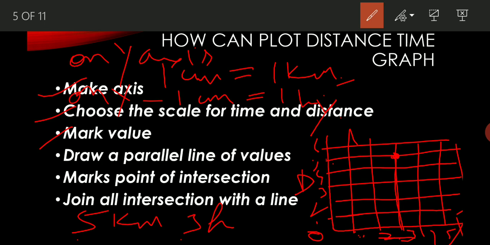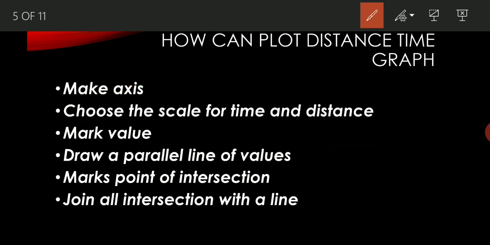Now draw a parallel line to each. We are going to draw a parallel line on the x axis as well as on the y axis, then we automatically get the value. Now the fourth step is to mark the point of intersection. Suppose that in a graph you are getting the questions. Here I have just made the graph.